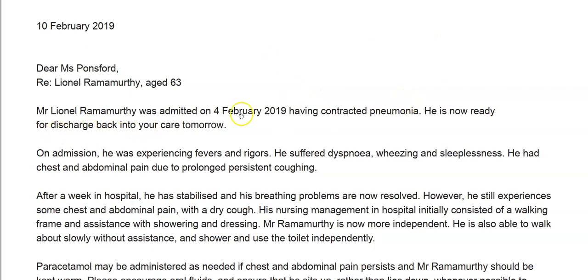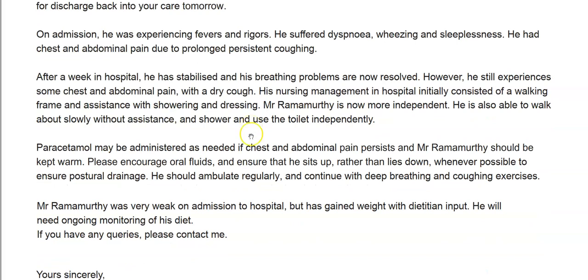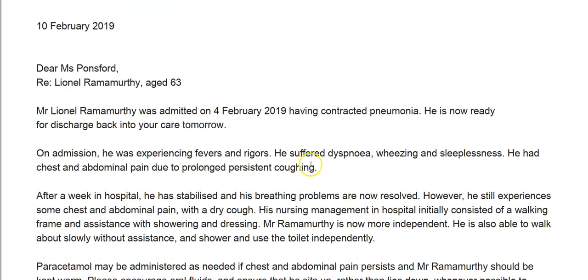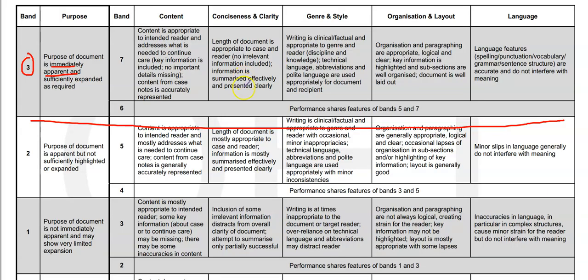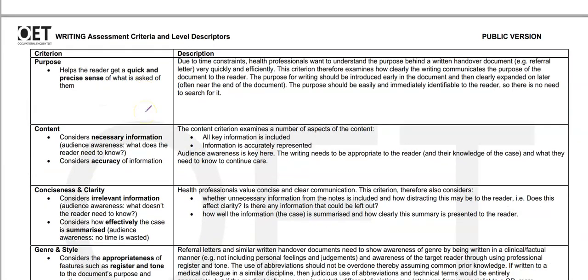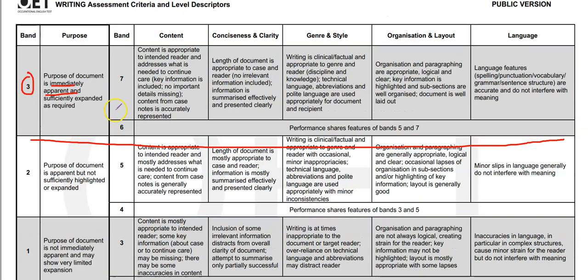Ready for discharge back into your care, and he will need ongoing monitoring of his diet. So I don't know why they actually put these examples. These aren't bad, but according to the criteria they could be clearer, but we will see how it goes. So first things first, is it quick and precise? Well, let's have a look. So here we go.